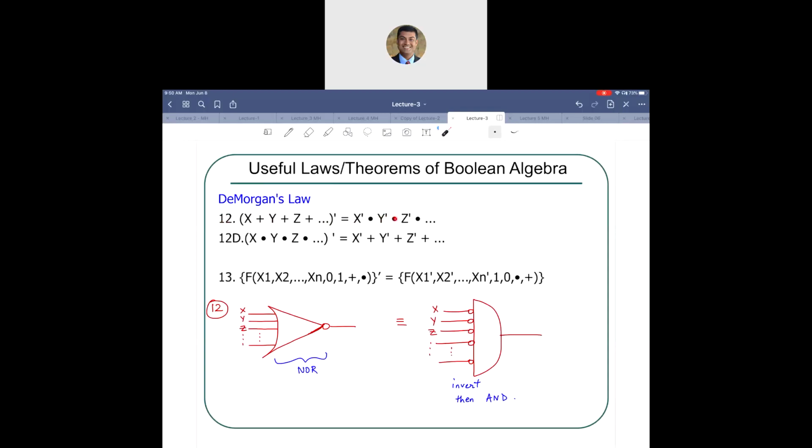And if you have 12, you also have 12D. All the pluses are replaced with ANDs. The complement remains as is. All the complements are X complement, Y complement. Those literals are left unchanged, and the pluses are replaced with ORs. So this is saying, this is this, right? For 12D, you can say NAND is the same as invert inputs, then you OR them, which you can sketch up this way, right? A 2-input NAND is the same as inverting the inputs and putting them through an OR gate.